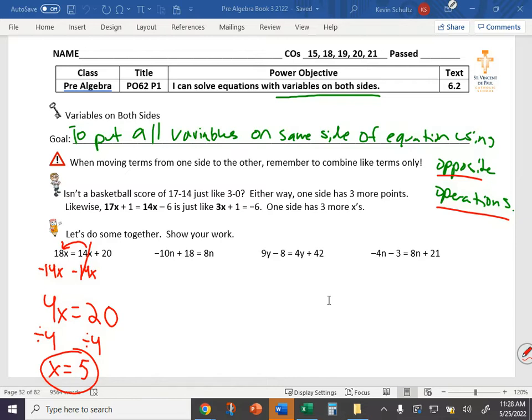Let's look at the next one. Negative 10n plus 18 equals 8n. It makes more sense to move my n's over to the right side, away from that constant, since that's what I'm going to be doing anyway. In this example, how am I going to do that? Move my group of negative 10 n's over to the right. Sophie? Add 10n to both sides. Yeah, good.